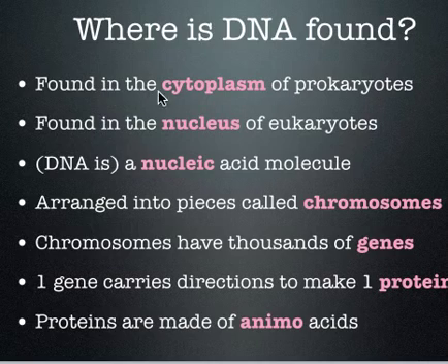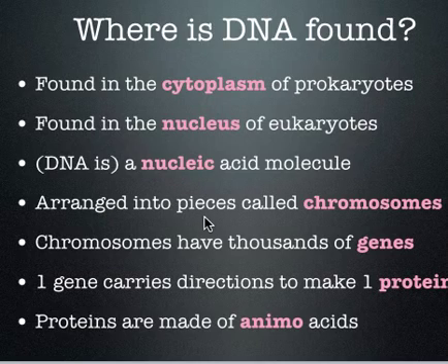DNA is found in the cytoplasm of prokaryotes. That would be bacterial cells because they have no nucleus. DNA is found in the nucleus of eukaryotes because we have a nucleus. DNA is a nucleic acid molecule. And each one of these colored words is what goes in the blanks if you don't have it already.